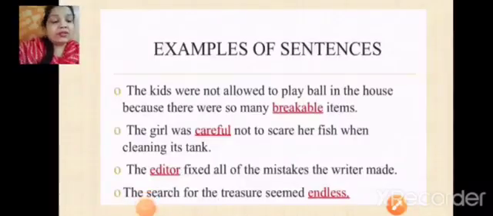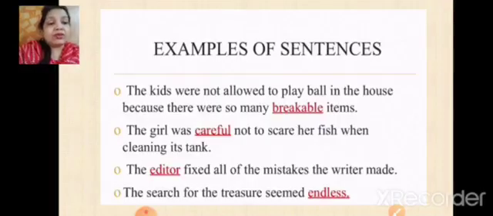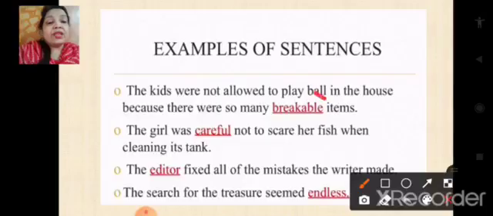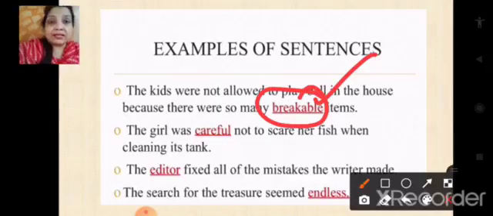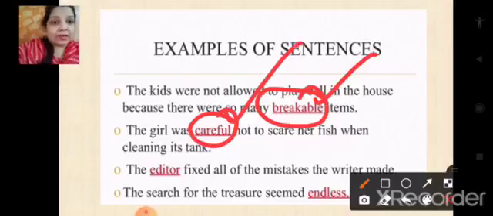So our first sentence is, the kids were not allowed to play ball in the house because there were so many breakable items. Now over here we have used the suffix able. Can you see that? Now the next one, the girl was careful not to scare her fish when cleaning its tank. So careful, your next word is again implemented over here.